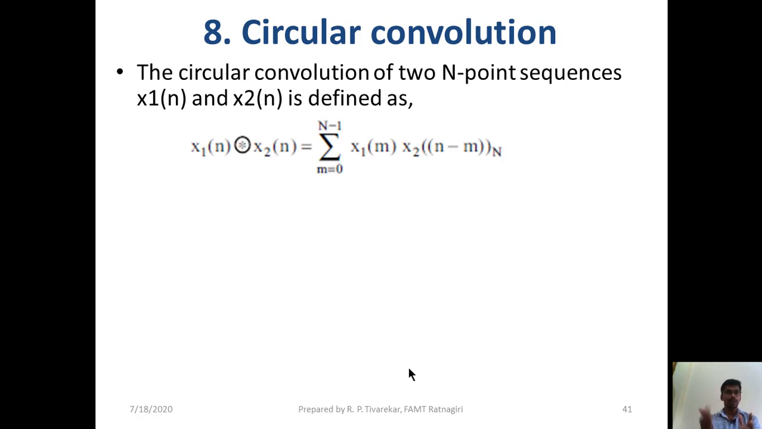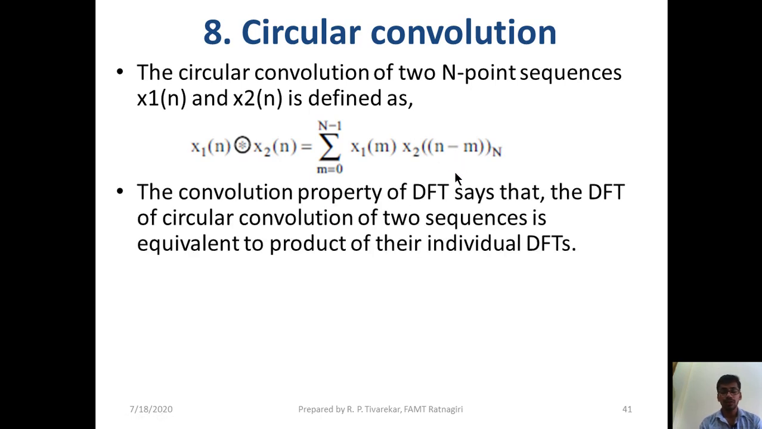Convolution for periodic sequences is generally called circular convolution, because periodic sequences appear as if they are connected back to back in circular fashion. So the definition of circular convolution is like this: x1 of m into x2 of n minus m. This is a circular shift in the second sequence.